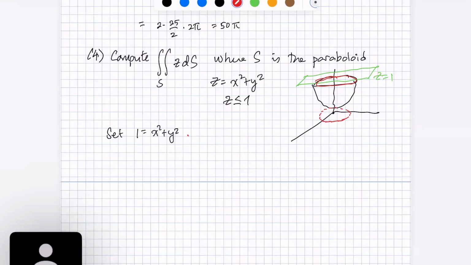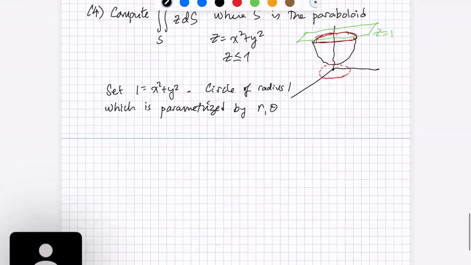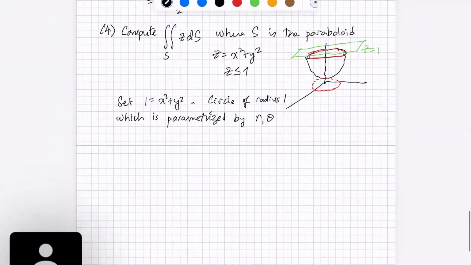So, this is a circle of radius 1, which is parametrized by r and theta, polar coordinates. So define the parameterization T. R is going to go from 0 to 1, and then theta will go from 0 to 2 pi.